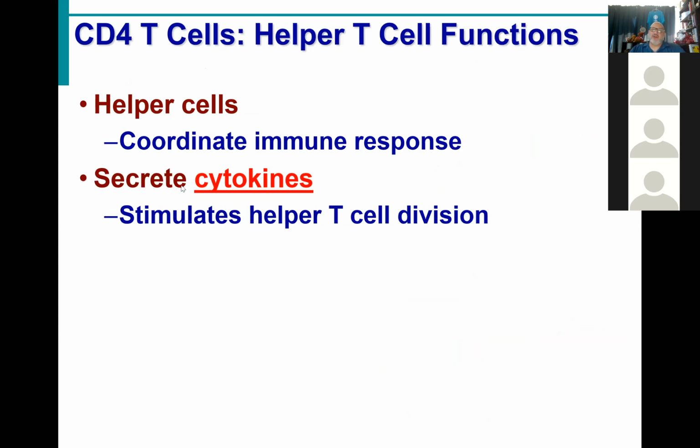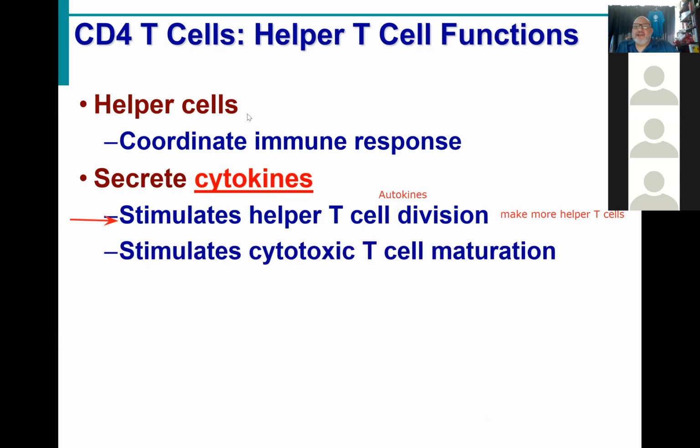When helper T cells release these cytokines, they do all sorts of things. In fact, one of the very first things they do is they stimulate the production of more helper T cells. The first thing they stimulate is themselves. We call those autokines because they affect themselves in that fashion. They stimulate cytotoxic T cell maturation. So not only does it cause more to be made, but they also mature faster to stimulate a stronger response.